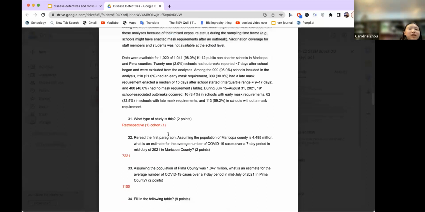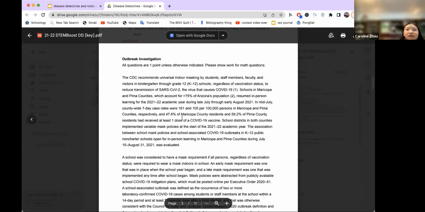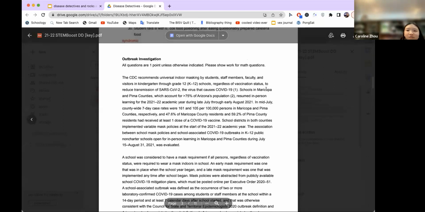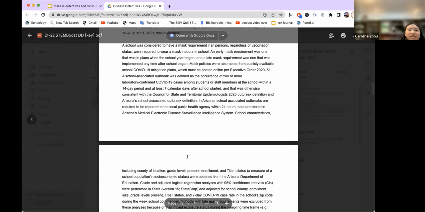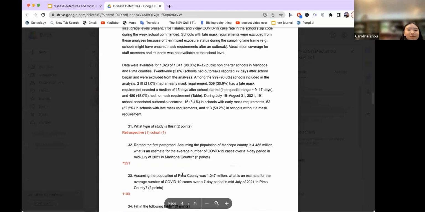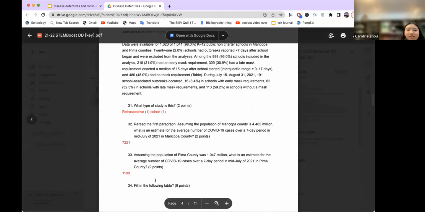For example, you need to identify what kind of study it is. Just scanning through it, it tells you that it followed two schools, one from Maricopa and one from Pima counties. So it's a cohort study because you follow these two schools to see how many people in them developed COVID. You can read this later if you took a screenshot, but you just answer the questions. So you identify the study, and you have some basic math questions.